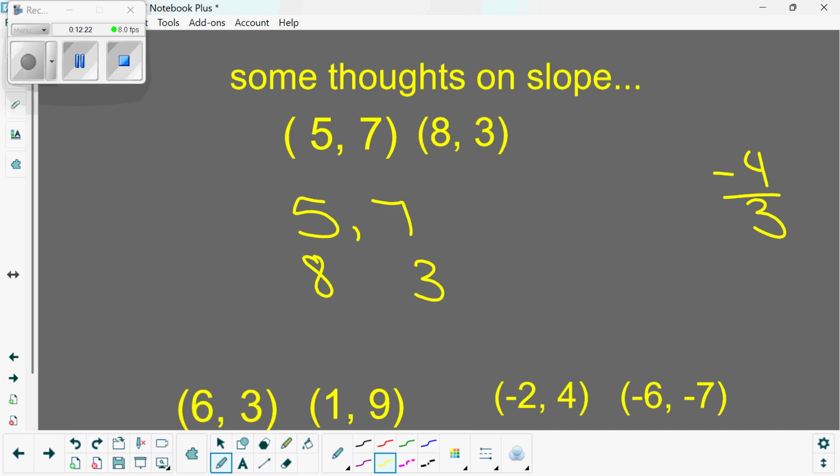What we are doing is subtracting 1 point from the other. So I am going to change. We are done. Watch what the answer is. 5 take away 8 is -3. 7 take away 3 is 4. Slide this dude underneath, and we are done.